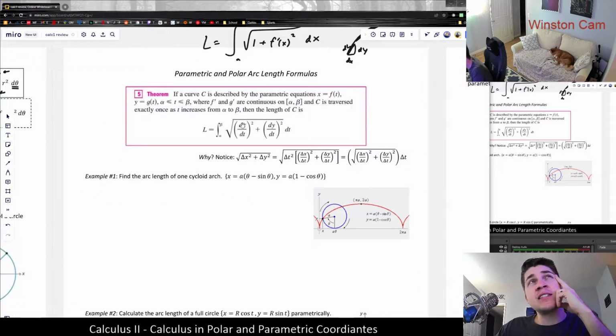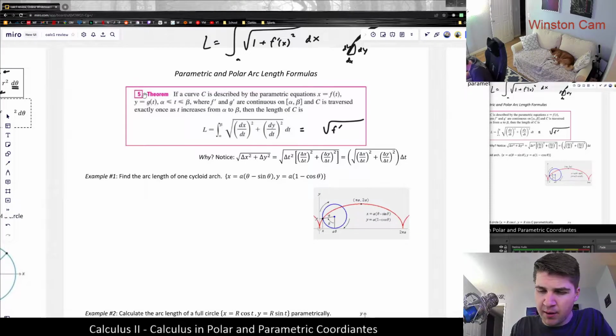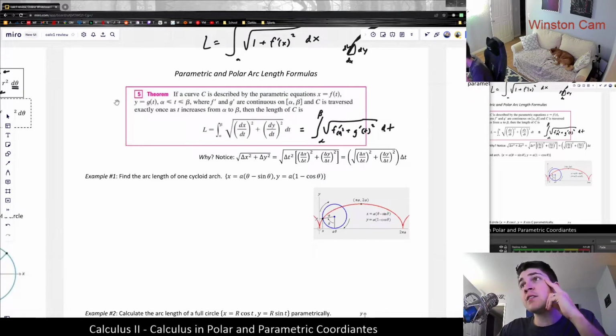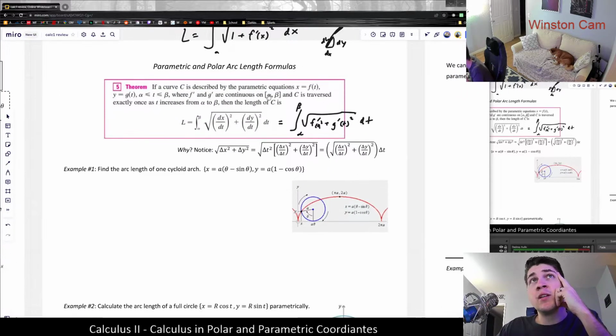Another way of saying this is, we have f prime squared plus g prime squared, because we usually represent a parametric equation as x is f, y is g. So you could also write this, instead of Leibniz notation, using function notation: the square root of f prime of t squared plus g prime of t squared, with respect to t. And if we integrate that across whatever parametric limits I want, whatever t I want, it would give us the arc length of that curve in that form.